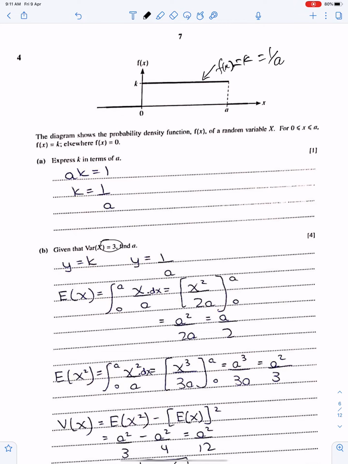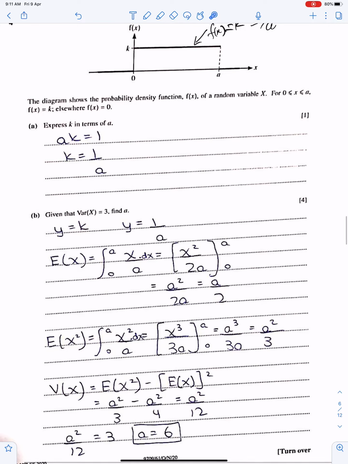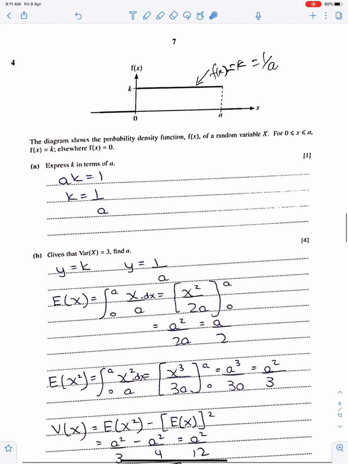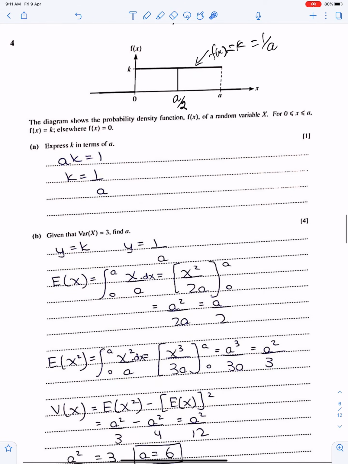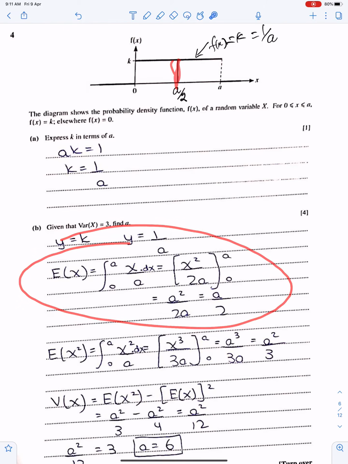Given that variance is 3, find a. Well, first we need the mean. So mean will be a upon 2. Since this function is continuous and uniform, it is uniformly distributed, so this should be the mean. So you can get the value of mean from this sketch if you want. Otherwise, you can integrate this function like this. Here is the mean. When the function is uniform, you can easily get the value of mean or median. So you can either estimate the mean from the sketch or integrate this function.